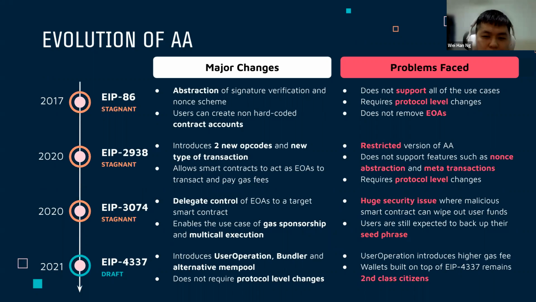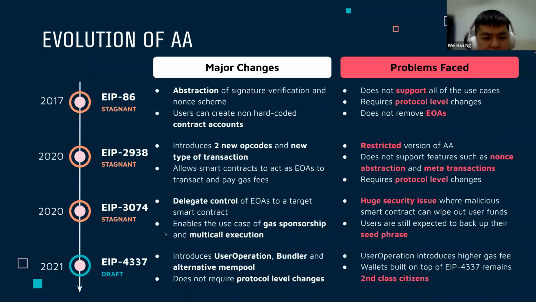I believe, yeah. And the problem faced is firstly the user operation. It will introduce a higher gas fee, right? And in terms of the long-term goal of replacing EOAs completely, it still doesn't achieve that, because a wallet built on top of this particular EIP still remains a second-class citizen, meaning that EOAs still exist. But the advantage for this EIP is that it's a good start, a good start to experiment with account abstraction.